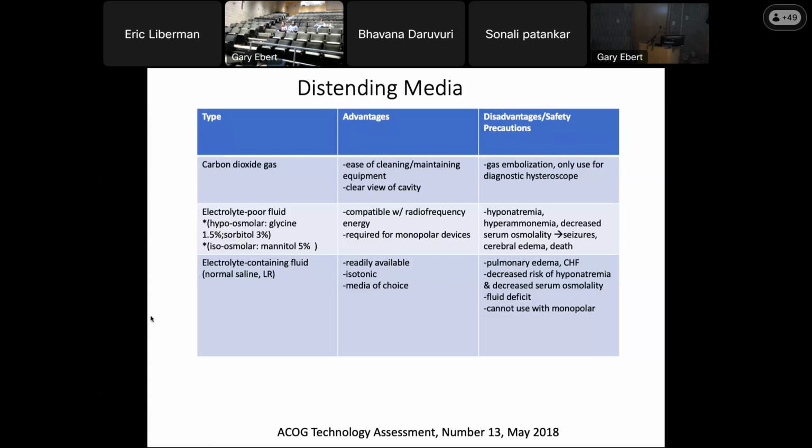The electrolyte-containing solutions such as normal saline, this is what I use and what most use with bipolar resectoscopes, or when you're using the TrueClear, the MyoSure. The reason is it's readily available, it's isotonic. You can still obviously have problems such as pulmonary edema, CHF. It decreases the risk of hyponatremia compared to the electrolyte-poor solutions, and you cannot use this with monopolar energy.